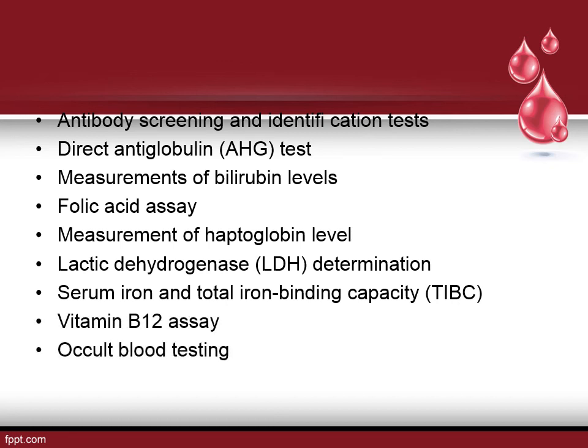Occult blood testing is important to test if there is bleeding in the GI tract, especially in the upper GI tract. Occult blood means hidden blood. Urobilinogen screening is used in accordance with your bilirubin level. So if there is an increased bilirubin, expectedly there is an increased urobilin.